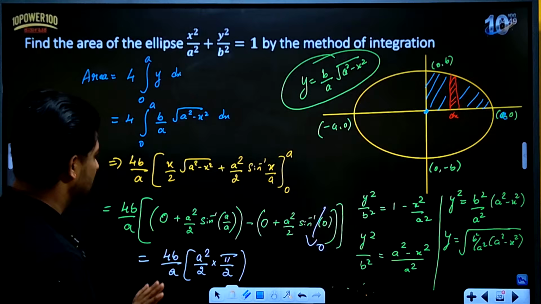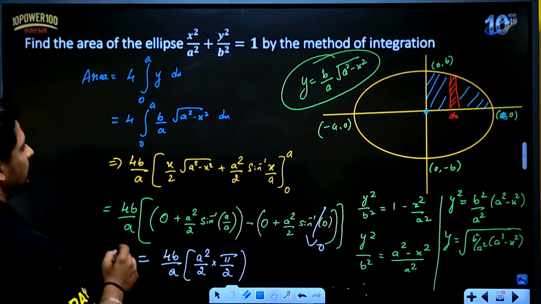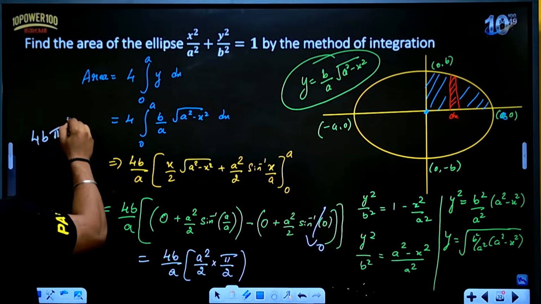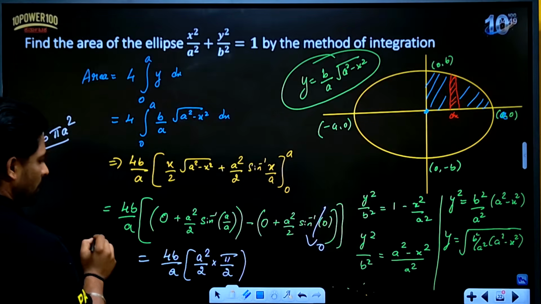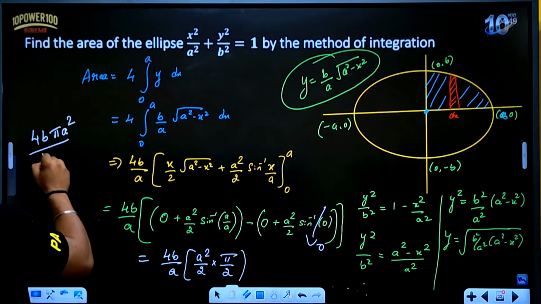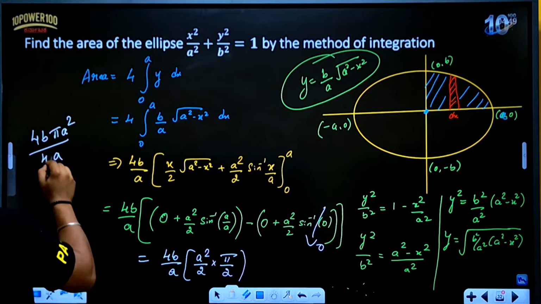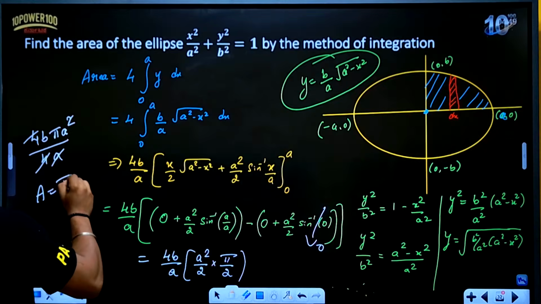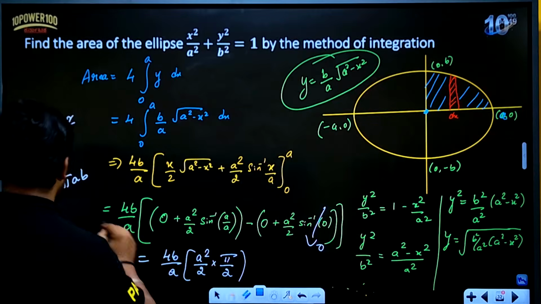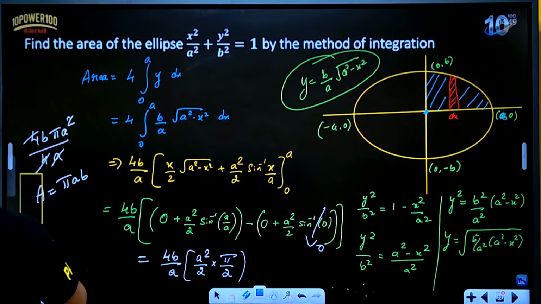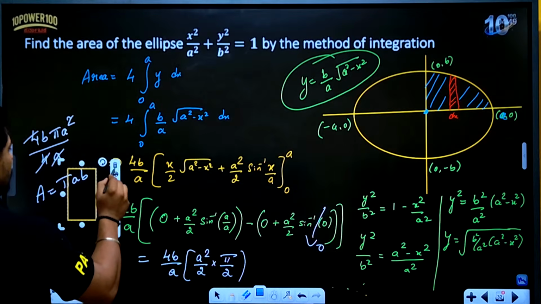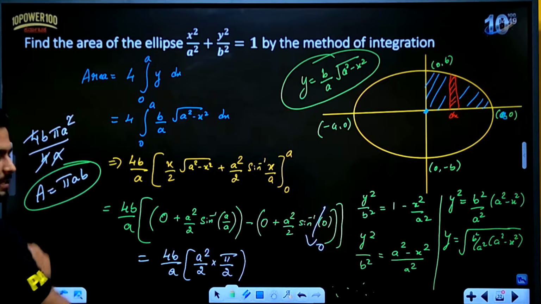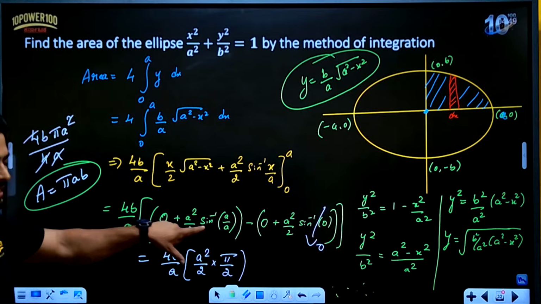Now if you calculate this further, we get 4b pi a square divided by 4a. Now 4 and 4 cancel, a and a cancel. So area is equal to pi ab. So this is the final answer. Remember, this step is very important.